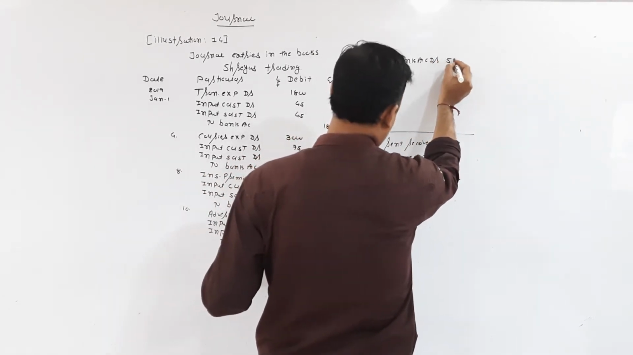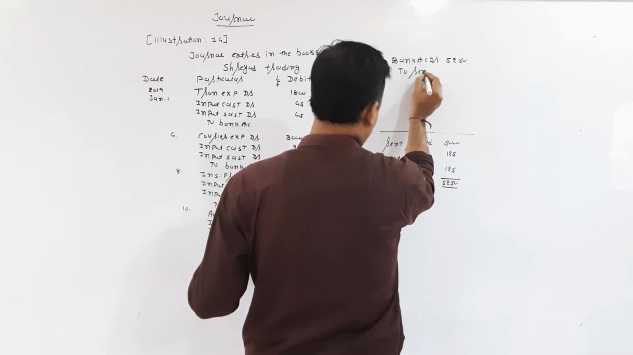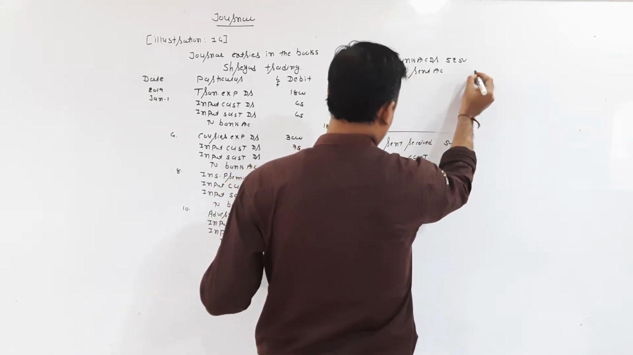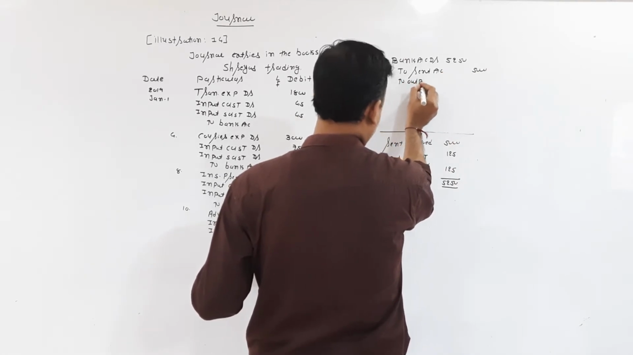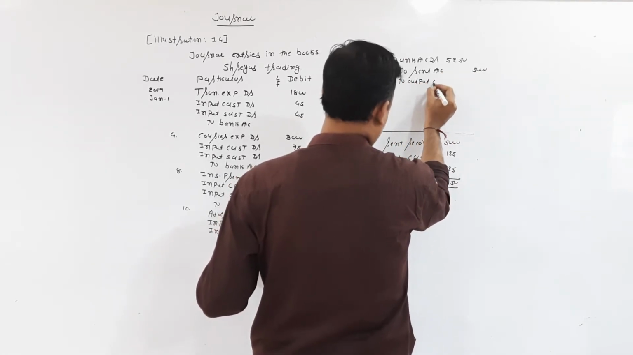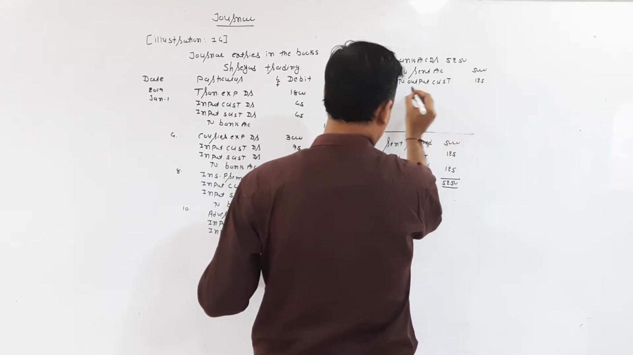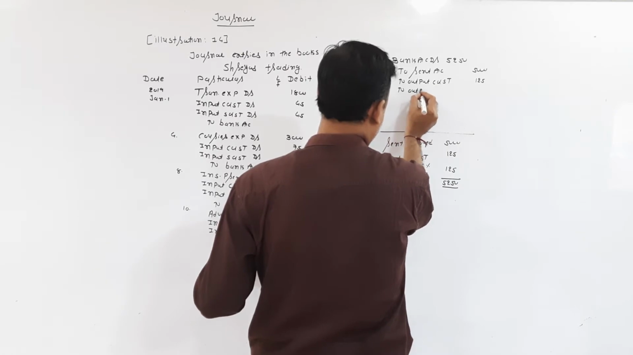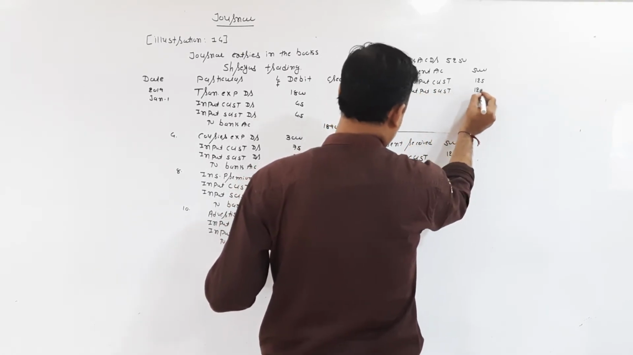Bank account debit 5,250 to rent account 5,000, to output CGST 125, to output SGST 125.